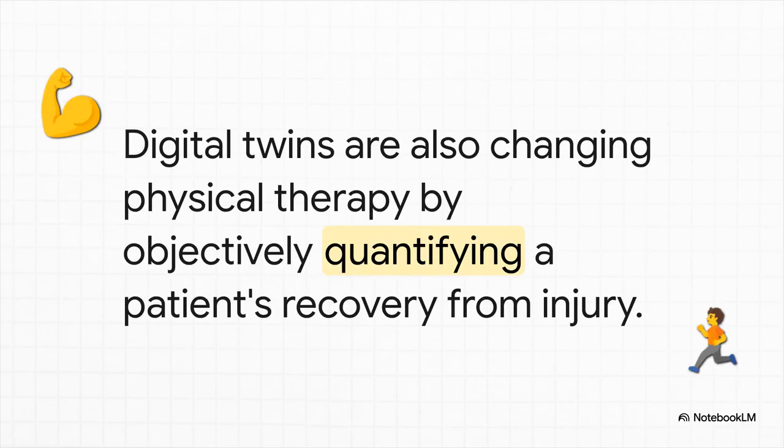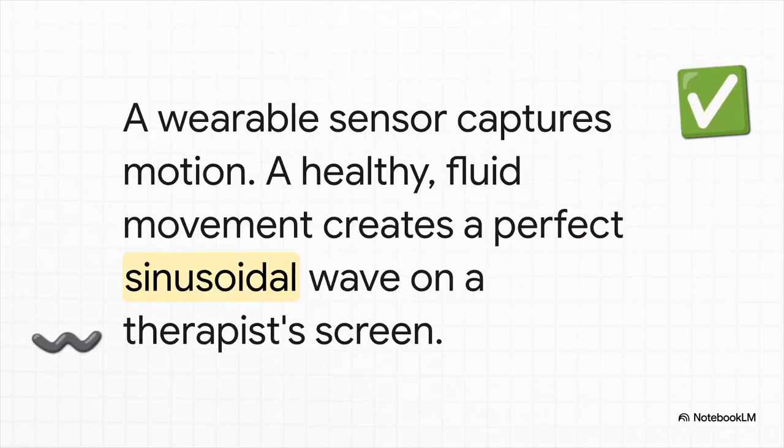It's not just about what's going on inside our bodies either. Digital twins are also completely changing things like physical therapy. Let's say you've injured your arm and you're in rehab. So instead of a therapist just asking, how does that feel? They can see your progress with objective data. A healthy arm movement traces this perfect, smooth sinusoidal wave on the screen. But a recovering, injured motion, it's going to look jagged and messy. This gives the therapist exact data to fine-tune your exercises for a way faster, better recovery.